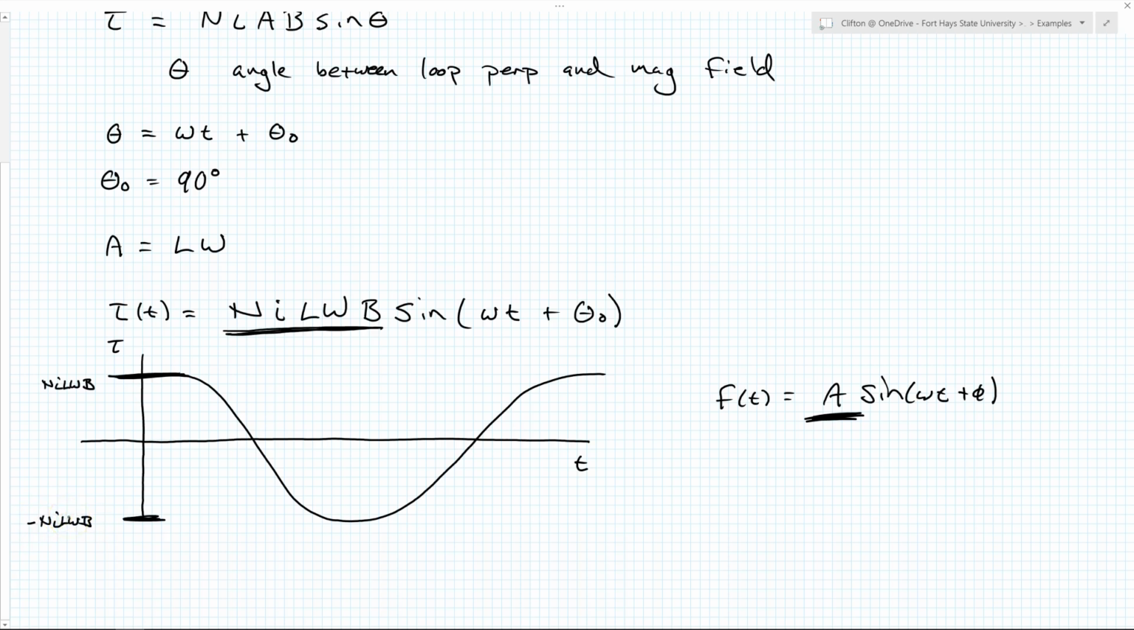So the peak torque will just be N I L W B, which I could identify from the torque as a function of time as being this piece here in the front. And there we are. That's example 2.